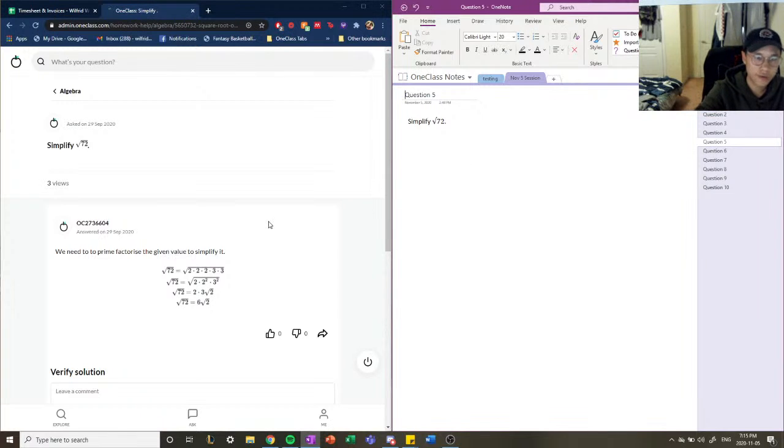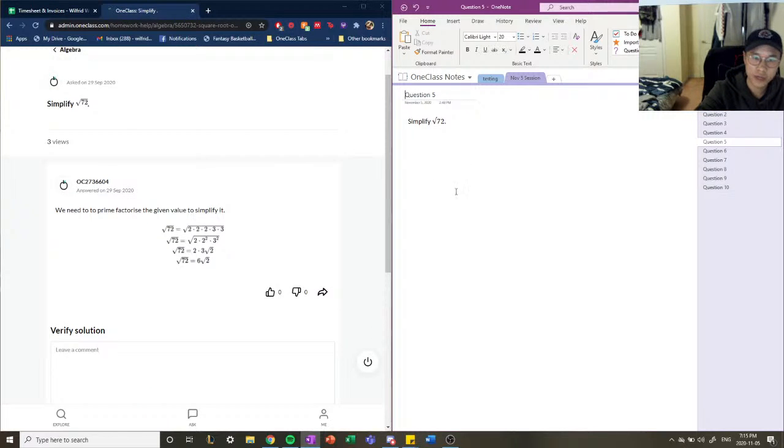All right, so question number 5 says simplify root 72. So this is actually a really basic question, but I really want to emphasize that this is a very important skill, being able to simplify radicals and simplify square roots. And it takes a lot of practice, but sooner or later you'll be able to just really easily do these, and it will really help save some time during higher level mathematics.